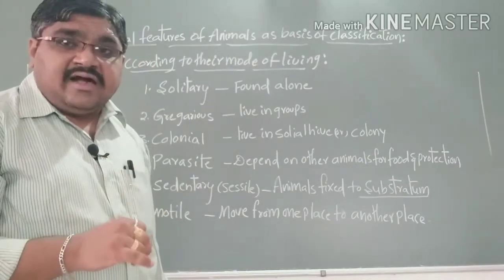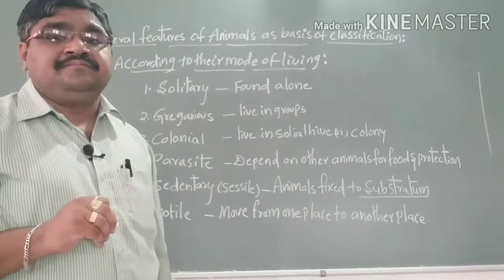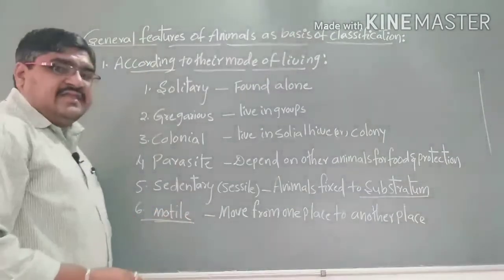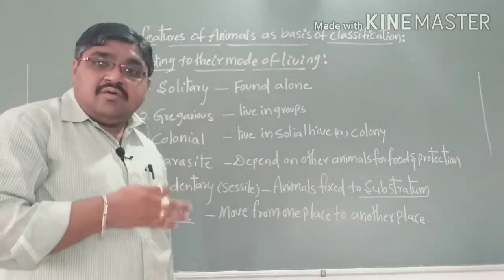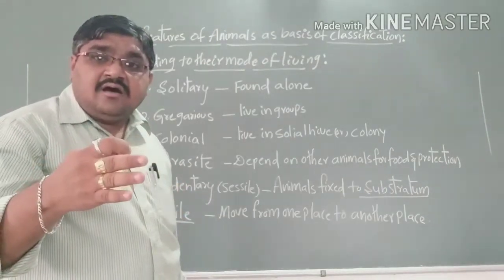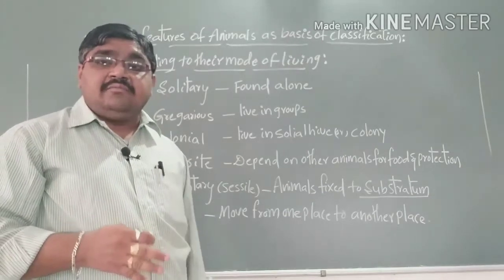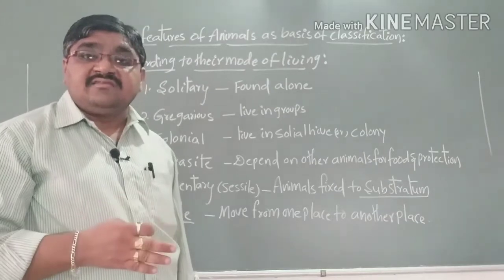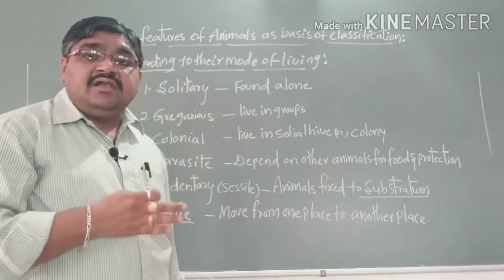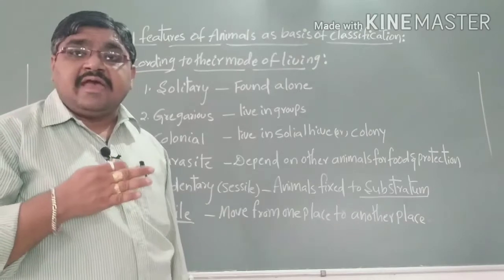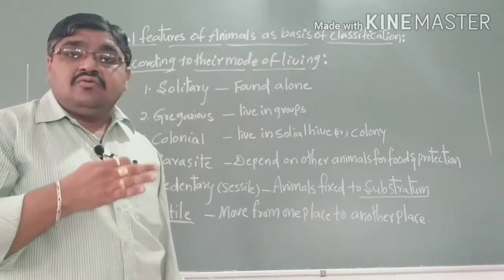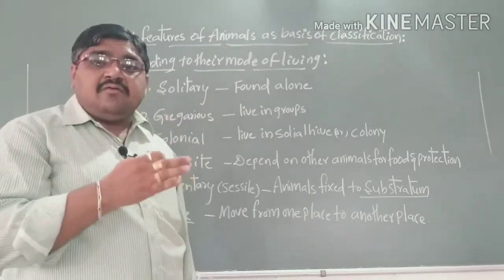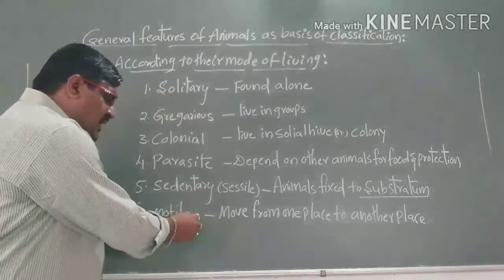So they are called the substratum. And lastly, the motile. Motile means the organisms which are able to move from one place to another place. Here all animals, as we have already discussed, are motile. Why? Because animal nature is motile, meaning they have the capability of movement from one place to another place. Such organisms are called motile organisms.